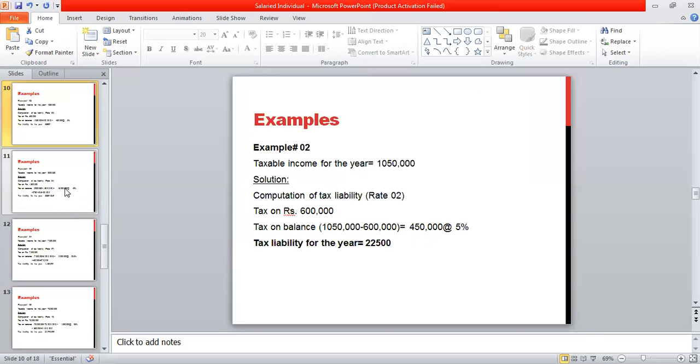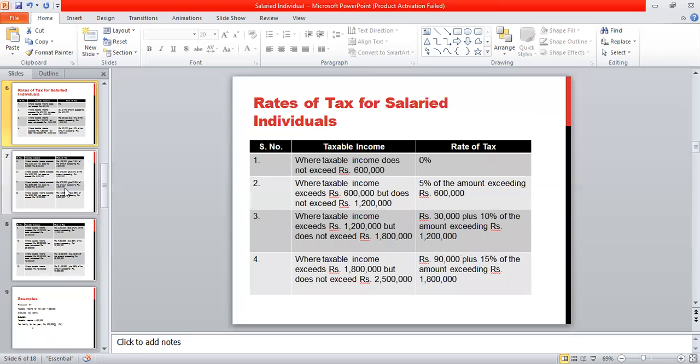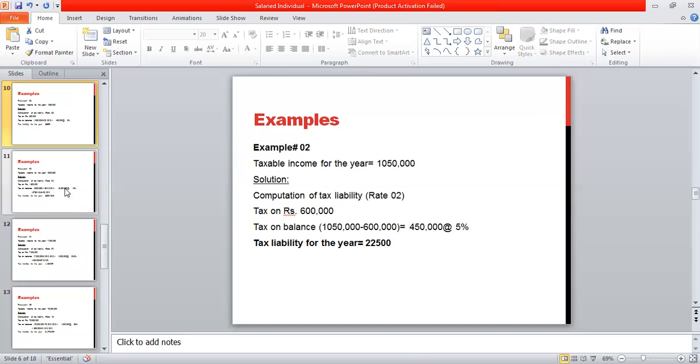Example number two, I made this question from rate number two. Taxable income for the year is 10 lakh 50,000. Rate number two here, where taxable income exceeds rupees 6 lakh but does not exceed rupees 12 lakh. So 10 lakh 50,000 is in between 6 lakh and 12 lakh. First of all, we need to subtract 6 lakh from 10 lakh 50,000, and on the balance amount, we apply 5%. Then tax liability for the year is 22,500.